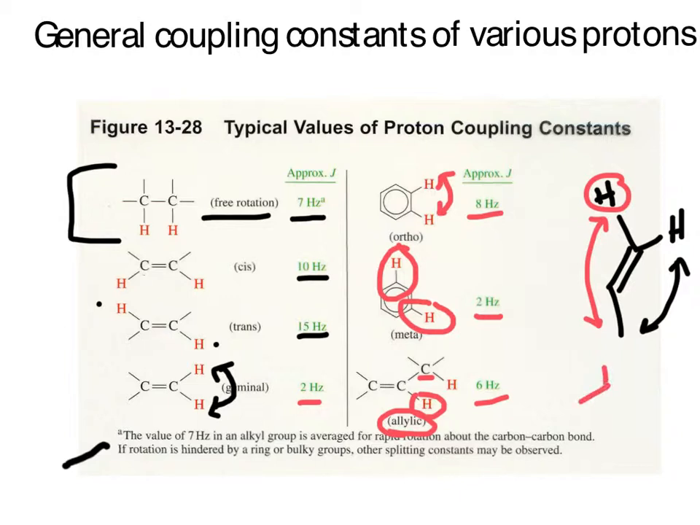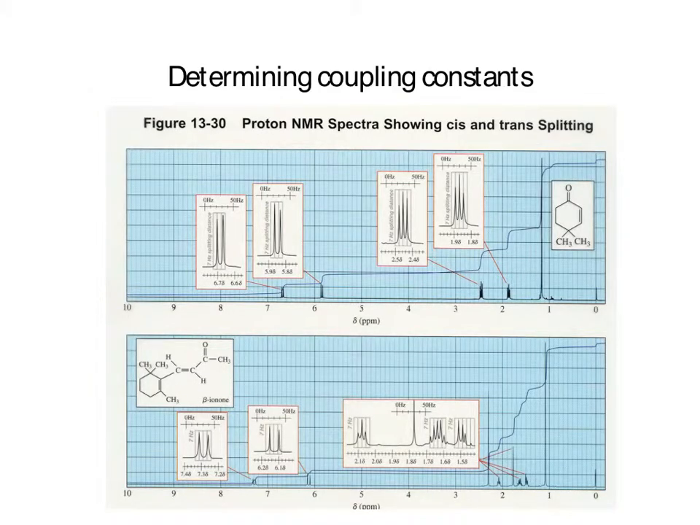Another example of something like an allylic coupling would be this type of coupling, where a hydrogen on an aldehyde is adjacent to a hydrogen on CH2. This also usually falls around 6 hertz, but they can vary from molecule to molecule, but typically around 6. So we've seen some of these.